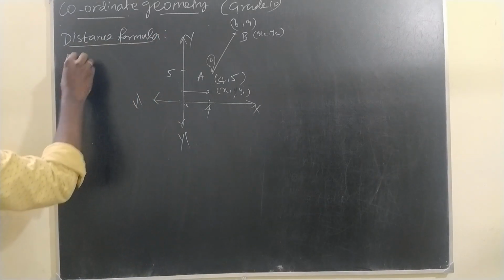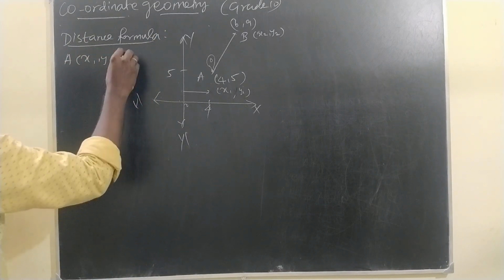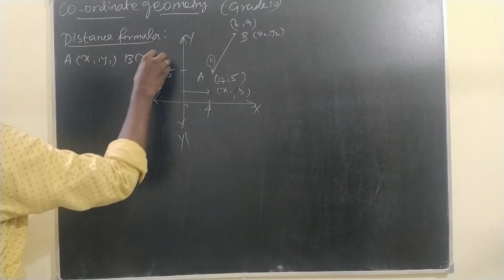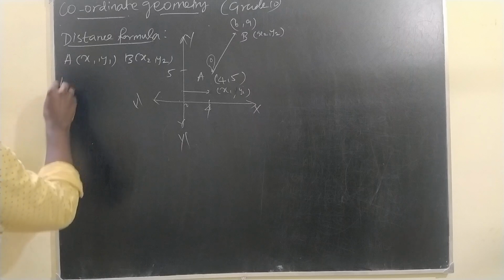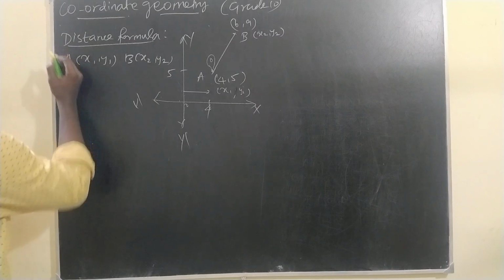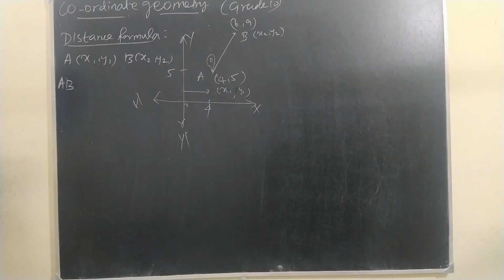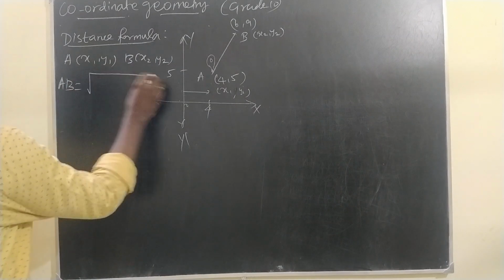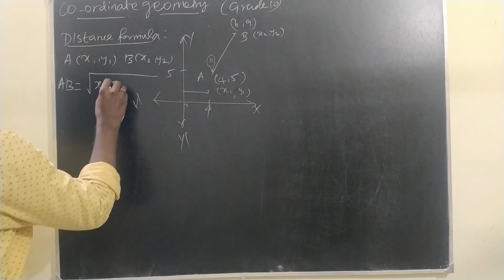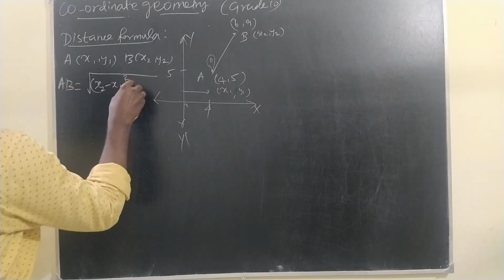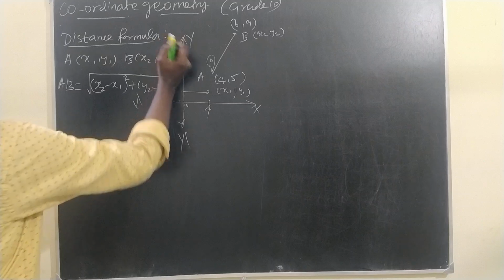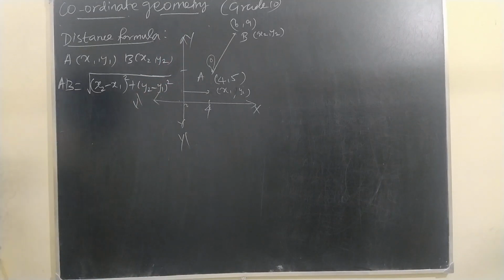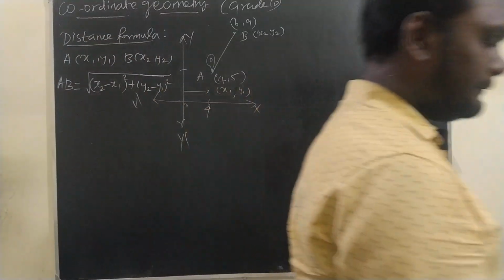See, A is a point with the coordinates x1, y1. B is a point with coordinates x2, y2. Got it? Then the distance is denoted as AB. It is always a positive unit because it is distance. So it is equal to square root of (x2 minus x1) whole square plus (y2 minus y1) whole square. That is the distance formula.